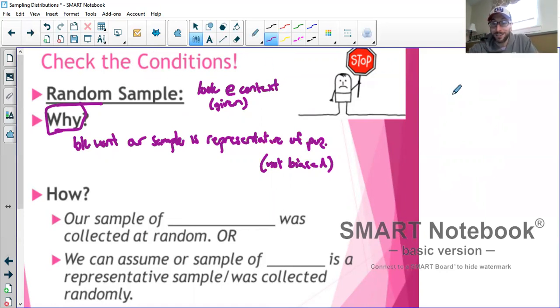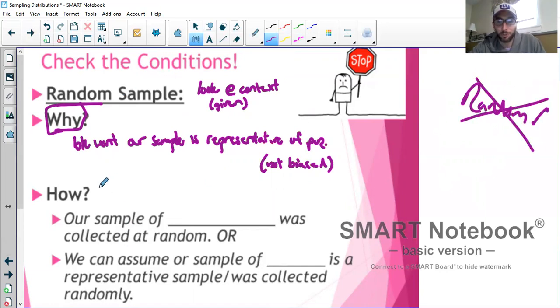Now, how do we check that? Again, we do not do this. Some of you guys are going to do it anyways, and then I'm going to give you a 0, draw like an angry face or something. We have to write a little bit in context: our sample of blank was collected at random. This is just going to be what your sample is in context. So if the question tells us we have a random sample, which is what will happen on an AP free response, our sample of 50 East Harvard High School students was collected at random. Our sample of 5,000 automobiles was collected at random. That's it. Don't be lazy like this person.